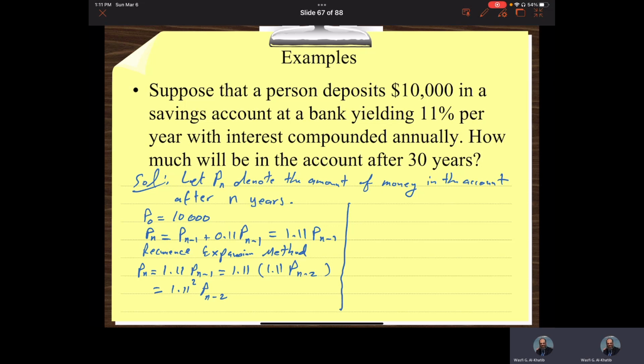So basically we have this equal to 1.11 squared, and then Pn minus 2. So what is Pn minus 2? It is 1.11 Pn minus 3, right? So therefore Pn is 1.11 cubed, Pn minus 3. Now, if I want to write it in terms of j, Pn is equal to 1.11 to the power j, Pn minus j.